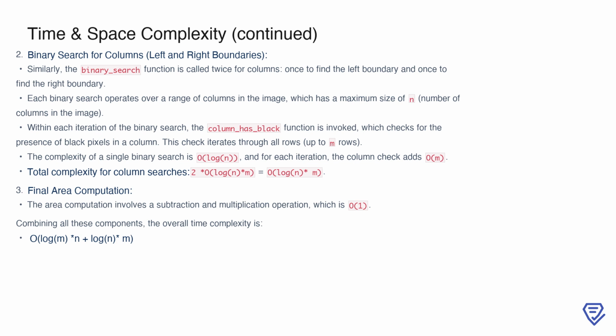Finally, computing the area of the rectangle requires just a constant time operation involving subtraction and multiplication, which is O(1). When we combine all these components, the overall time complexity of the solution is O(log m * n + log n * m), which reflects the contributions from both row and column boundary searches.